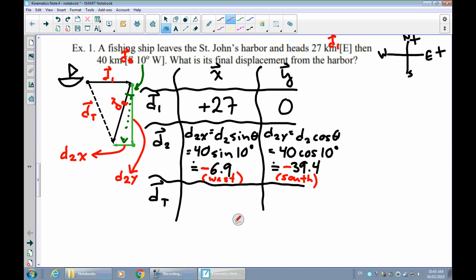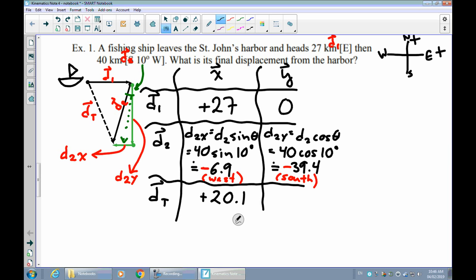But what's nice about this component method is once we've set up our table in this way, we can find the total x component and the total y component by just adding up the columns. And when I say adding, I mean straight addition, but we have to be careful that sometimes we'll be adding a negative. So if I take, for example, 27 and I add negative 6.9, I get a total x vector of positive 20.1.